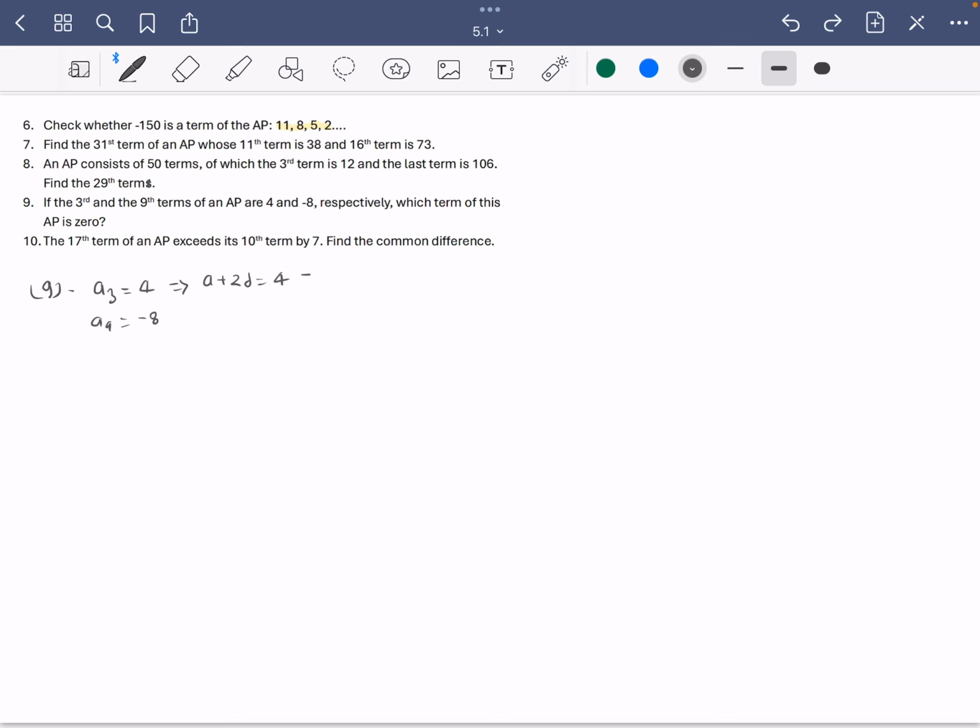a plus 2d equals 4, and then A9, that is a plus 9 minus 1, 8d, is going to be negative 8. I can subtract these terms like here, negative, negative, a minus a. 2 minus 8 is minus 6d, is going to be 4 plus 8, so 12. d is going to be 12 over negative 6, which is negative 2.